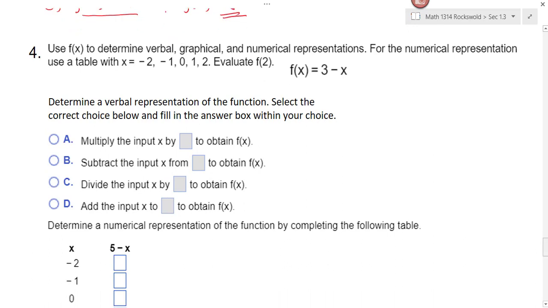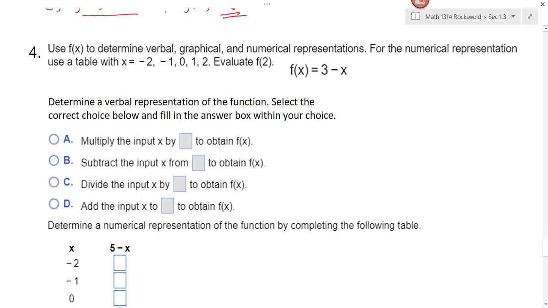Here's another problem that's similar to one on your homework. It says use f of x to determine verbal, graphical, and numerical representations. For the numerical representation, use a table with x equals -2, -1, 0, 1, and 2, and evaluate f of 2. Here's the function f of x equals 3 minus x. Determine a verbal representation for the function. Select your correct choice below and fill in the answer box with your choice.